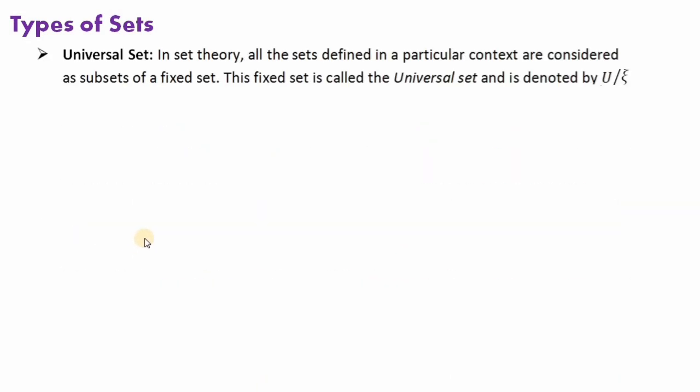So the next type of set is called the universal set. As the name itself suggests, universal means the biggest set possible. In set theory, all the sets defined in a particular context are considered as subsets of a fixed set. Basically this means you take any set. In set theory, if you take any set, that particular set is considered to be a part of a bigger set, and that bigger set is known as your universal set.